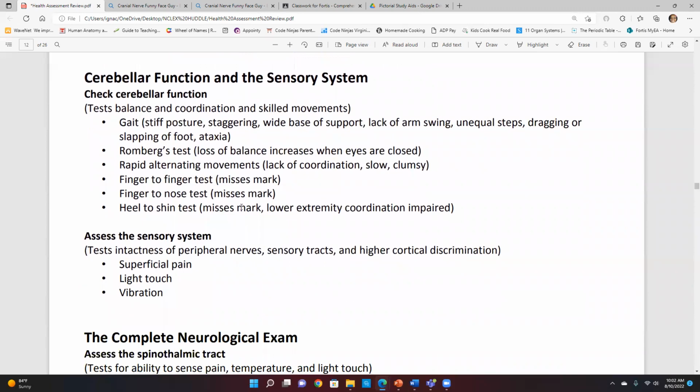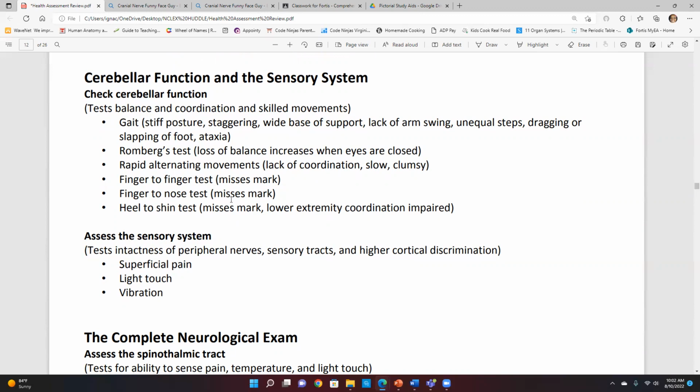When we're examining cerebellar function, we're looking at the cerebellum, right, and its functioning. And so remember, the cerebellum is sometimes called the mini brain, and that provides for smooth, coordinated movement.